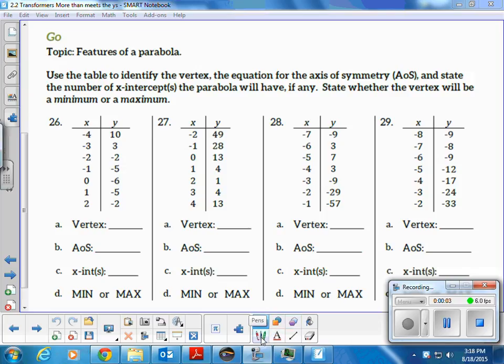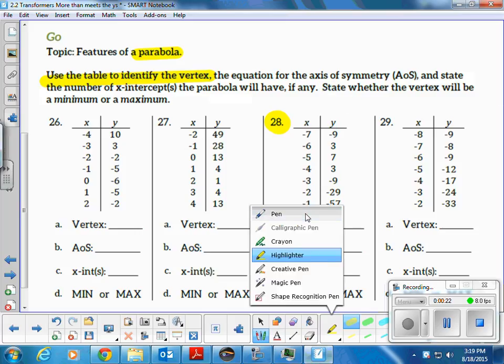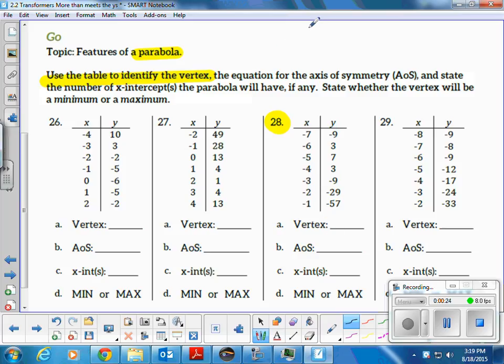Okay, we're going to be doing problem number 28, features of a parabola. So they tell us that it's going to be a parabola. We're going to use a table to identify the vertex, the equation for the axis of symmetry, state the number of x-intercepts the parabola will have, if any, and state whether the vertex will be a minimum or maximum.